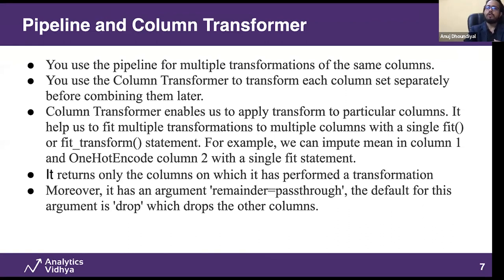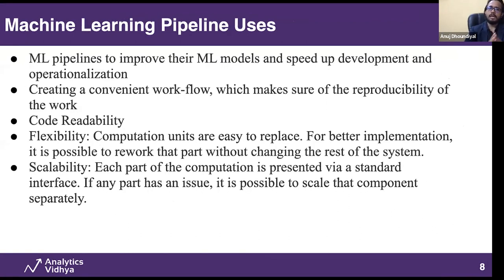So this was about the column transformer that you can use. Now let's try to understand what kind of uses the machine learning pipeline that we build has, what exactly is the use of it, and why we need to build it, right? The first question that comes to your mind is that I can also have code where it performs all of those steps. Now what is exactly the usefulness of doing that, right?